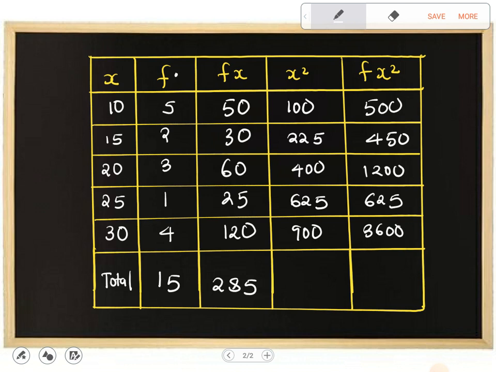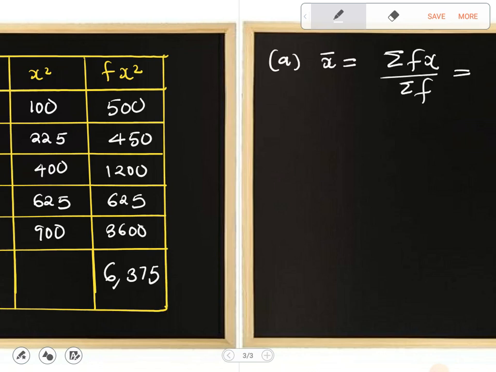So let's find the total: 3600 plus 625 plus 1200 plus 450 plus 500. I'm getting 6,375. Now that the table is done, let's go in now and plug in the formulas.